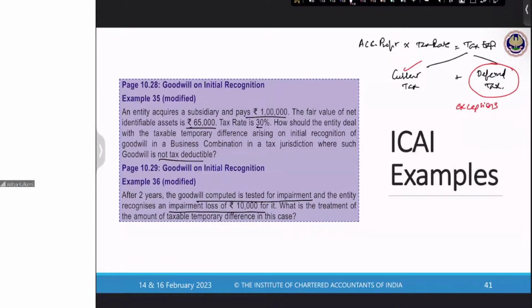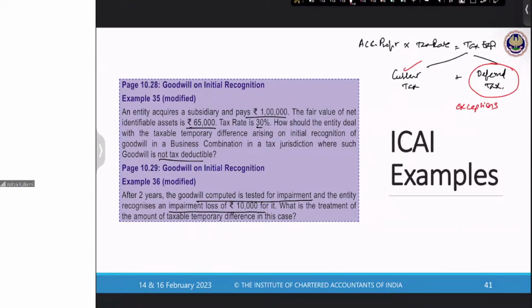Like, for example, penalties. In respect of penalties, you will not record a deferred tax because the penalty amounts are never going to reverse in the future. It is a never allowable expenditure under the tax laws. So penalties are not going to be a temporary difference. It will be a permanent difference.